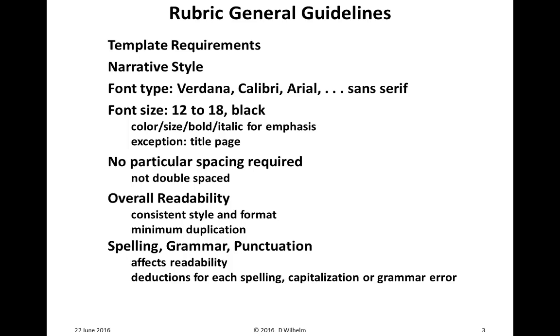It may vary a little bit since you were submitting the individual business plan sections one at a time. Make sure those all agree in font size and overall consistent style and format. There should be minimum duplication, that is the product information in the product section, the industry and competition in the industry and competition section. Spelling, grammar, and punctuation are important. They affect readability, they give it a professional appearance, or in the case of errors, a non-professional appearance. There will be deductions for spelling, capitalization, or grammar.